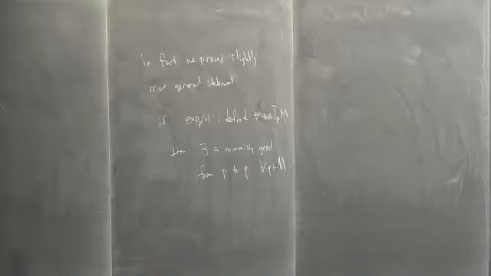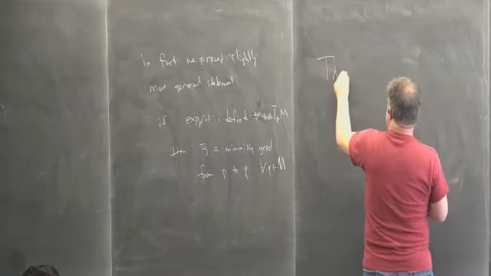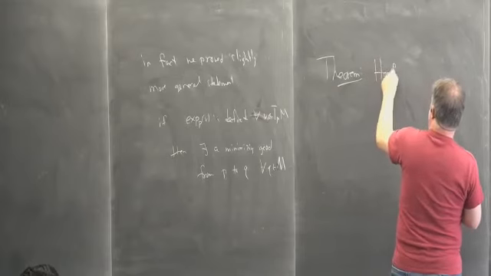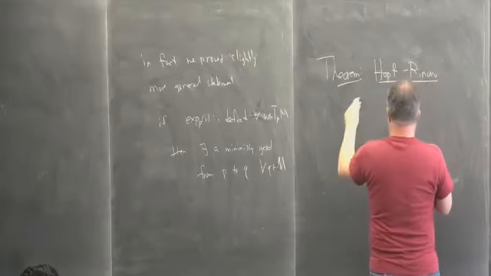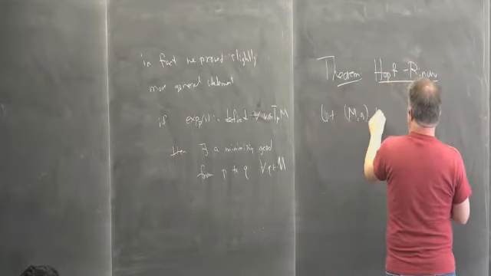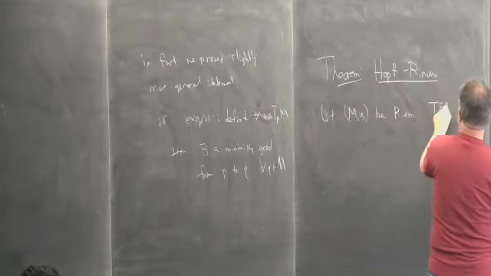Also, two of his statements A through E are true by definition. His A and his E are the same. Okay, so let's state the theorem. This is the Hopf-Rinow theorem. So let (M, g) be Riemannian, and the following are equivalent.